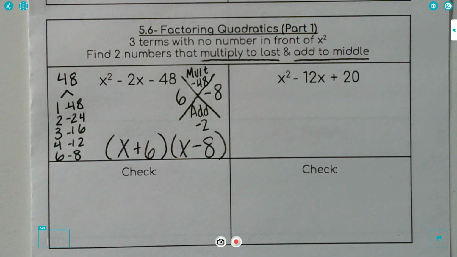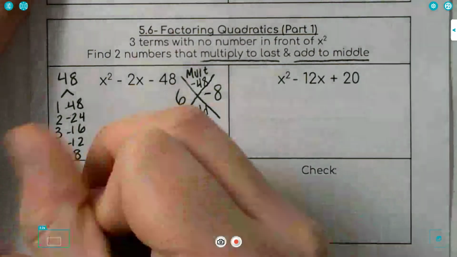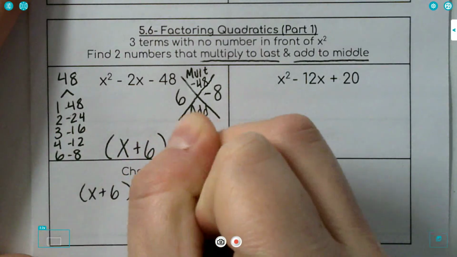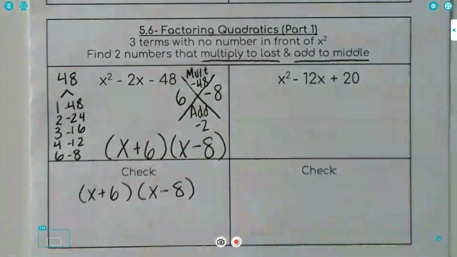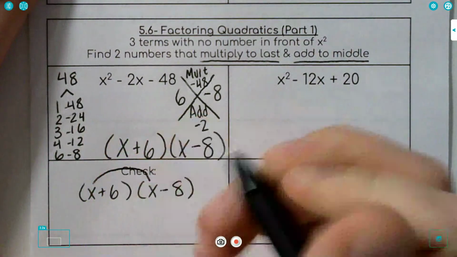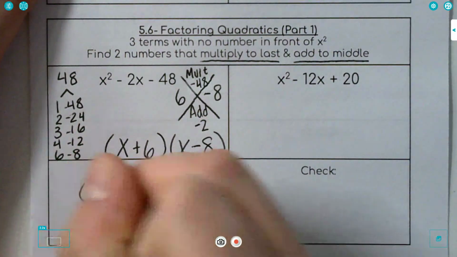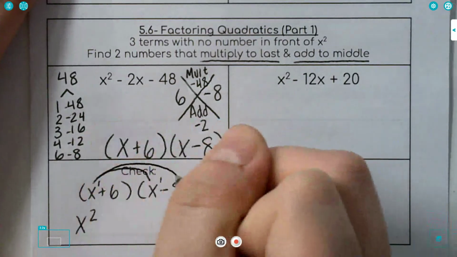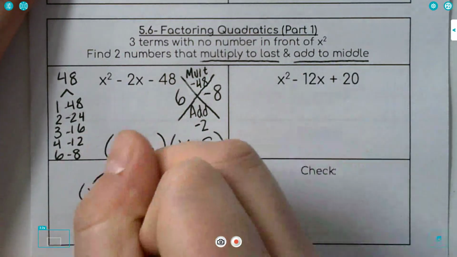We're going to check this one real quick. So I'm going to rewrite it just so I have it fresh here. X plus 6 times x minus 8. And I am just going to do the distributing because I think that's what most of us like to do. If you want to do the little 2x2 tables, you can do that as well. X times x is x squared. So I add my imaginary ones. X times negative 8 is negative 8x.